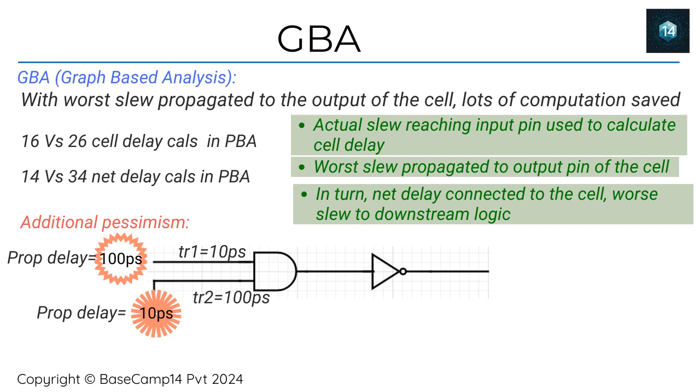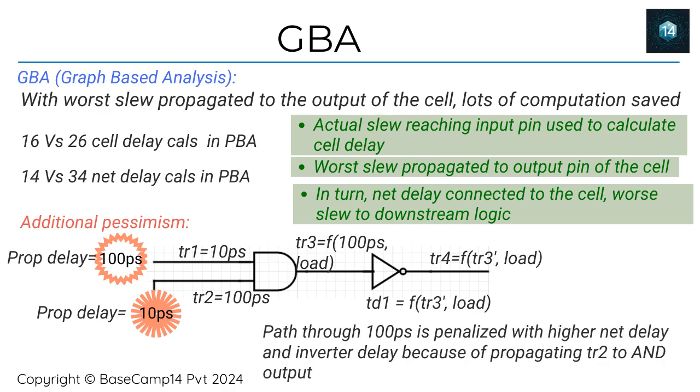But the output slew of the AND gate, and in turn the net delay and the slew going into the inverter, will be calculated using the worst slew. Net delay and inverter delay computed in GBA mode will be conservative, and will increase the arrival time, or max delay through the first pin of the AND gate. But if you do PBA, this pessimism will go away.